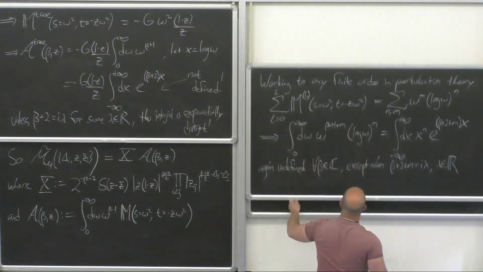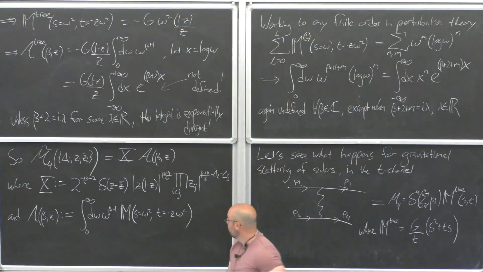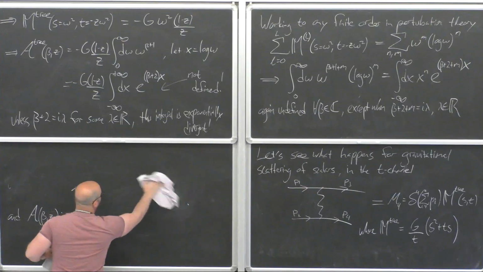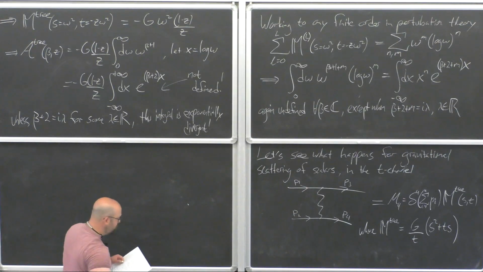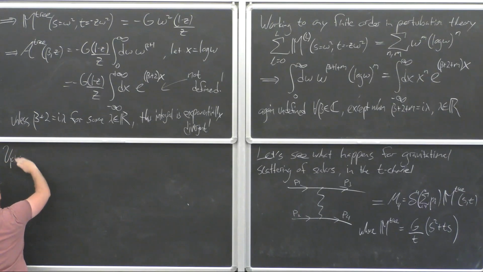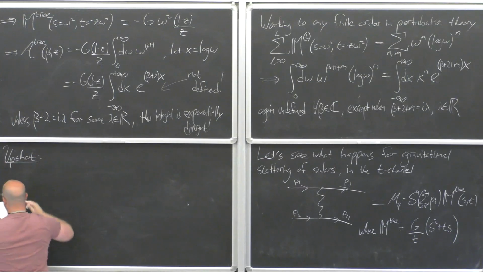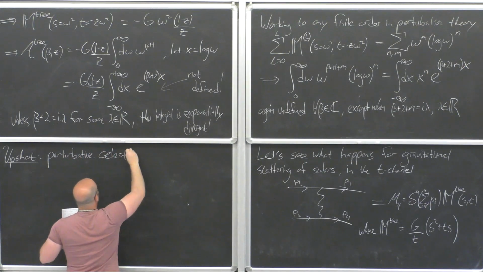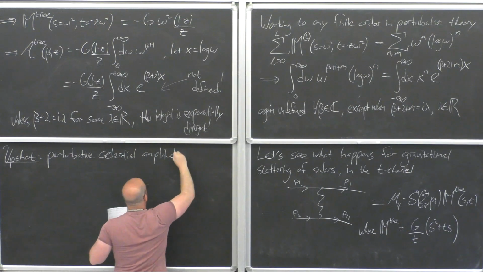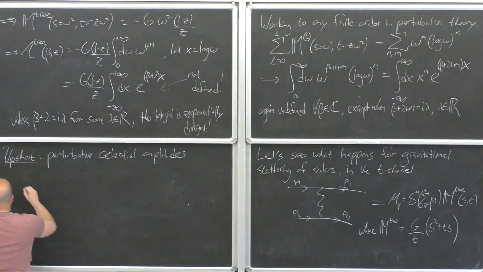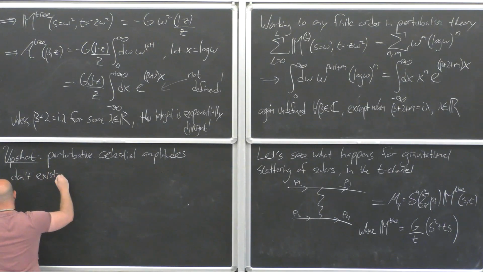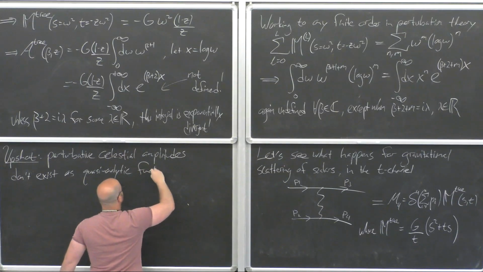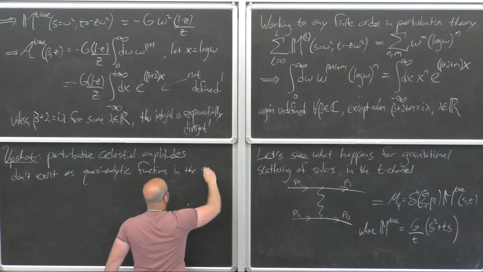So the upshot here is that perturbative celestial amplitudes, they don't exist as, let me say, quasi-analytic functions in the space of conformal dimensions.